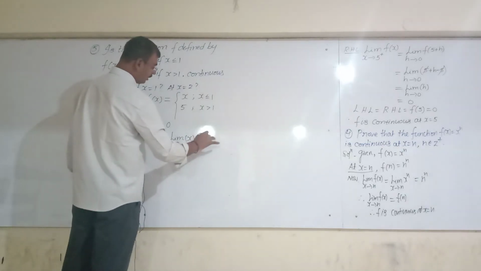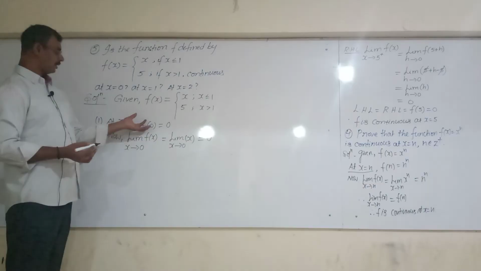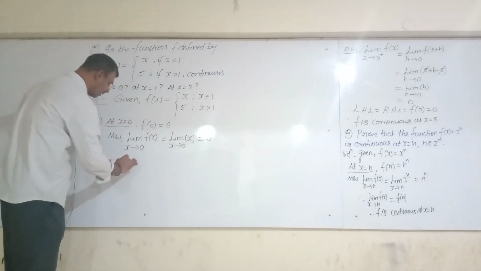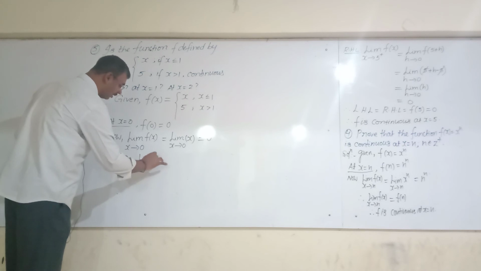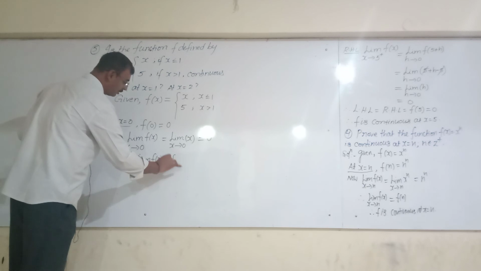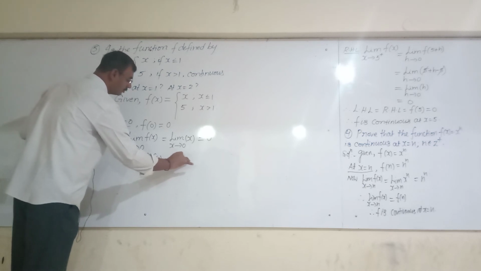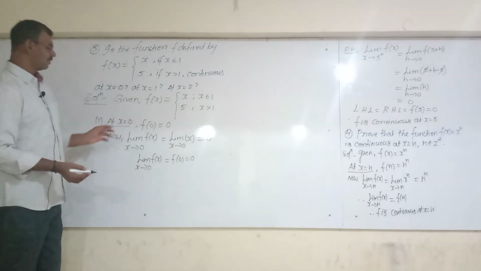So apply the limit, we get 0. So therefore the limit is equal to 0. Therefore, the limit of f of x as x approaches 0 is equal to f of 0, which is 0. F is continuous, it is clear.